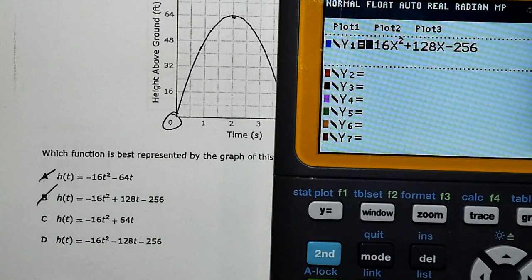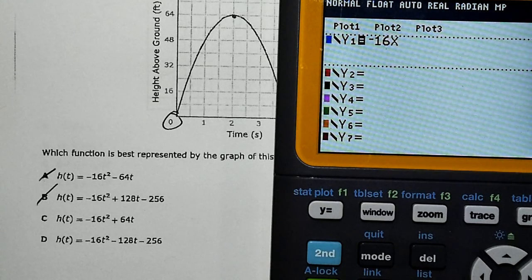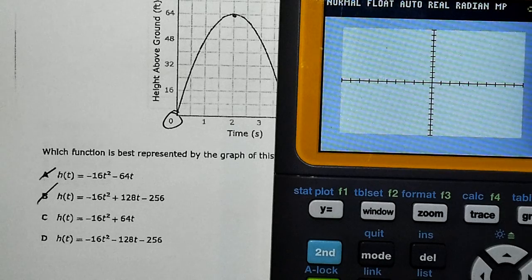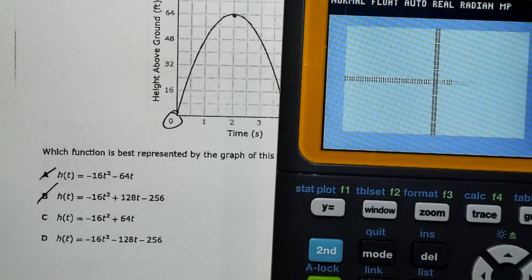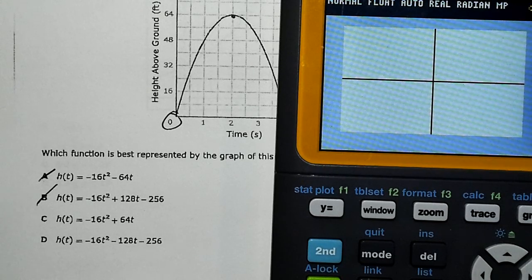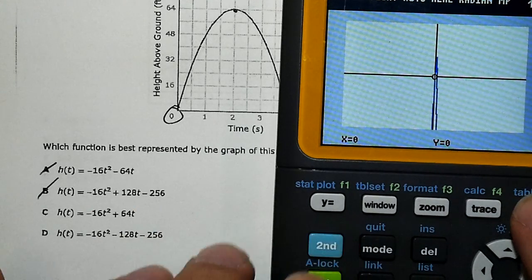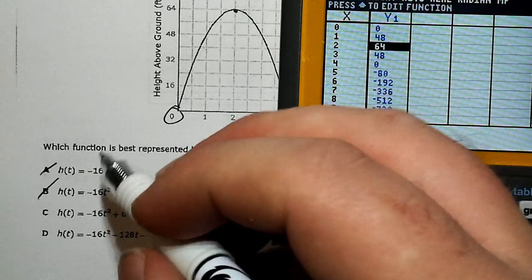Let's try C now. Okay, this one, it does hit at 0 and 4. Let's zoom out to see if it crosses at about 64. So that would be at 50. And 64 should be at 2. Now, it's really hard to tell, right? But we can go to second table. We can find at 2, it does cross at 64. So it ends up being C.